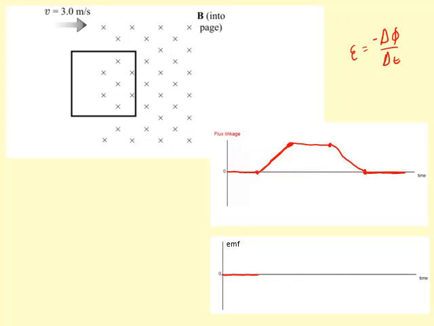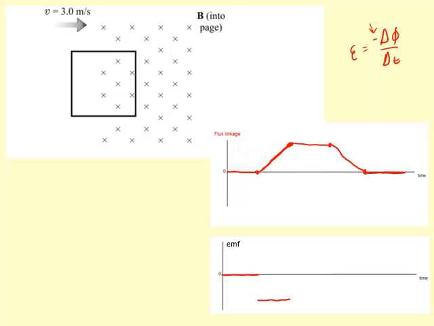And then as it started to move into the field, there was a change in flux, and we can figure out the gradient from this one, and you can see the constant gradient because the flux was increasing at a constant rate. But because it's a positive constant gradient and there's a negative sign from Lenz's law, we're going to draw a constant negative voltage induced.